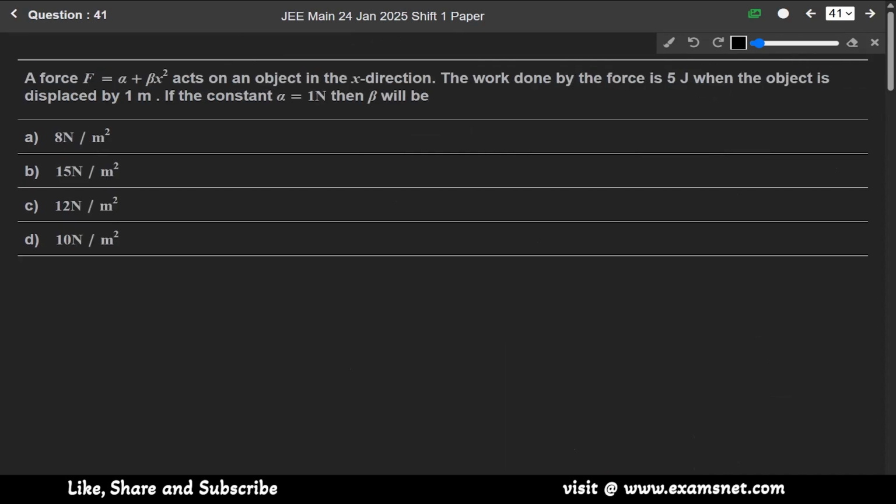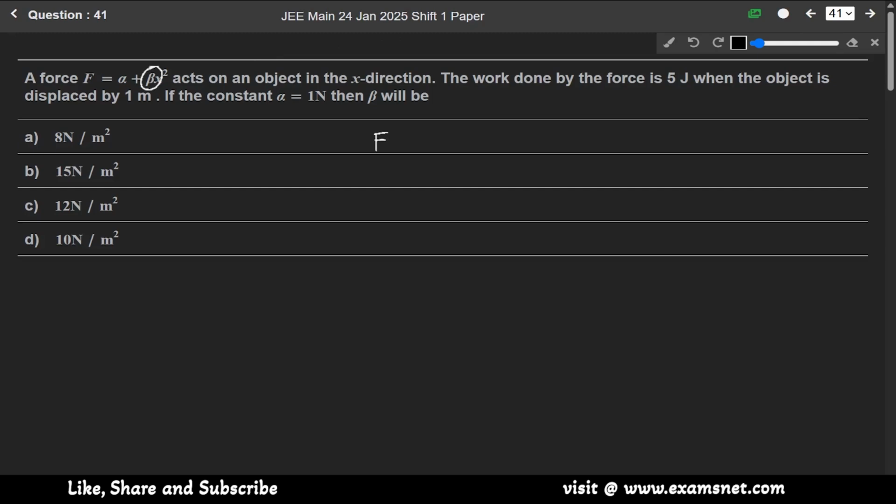Okay. Now question 41. A force F equal to alpha plus beta x square acts on an object in the x direction. The work done by the force is 5 joule when the object is displaced by 1 meter. If the constant alpha equals 1 Newton, then we have to find the value of beta.